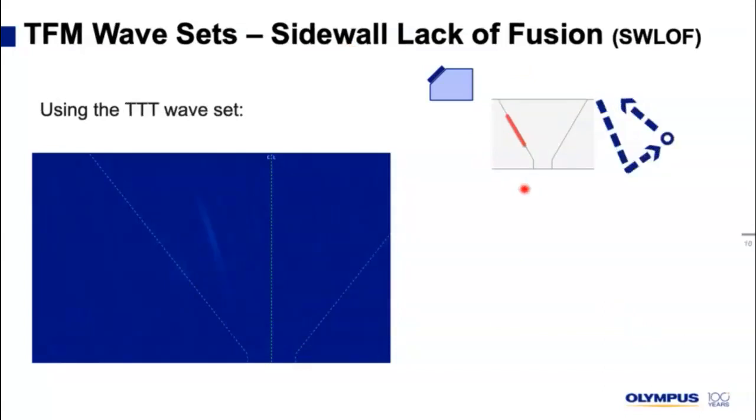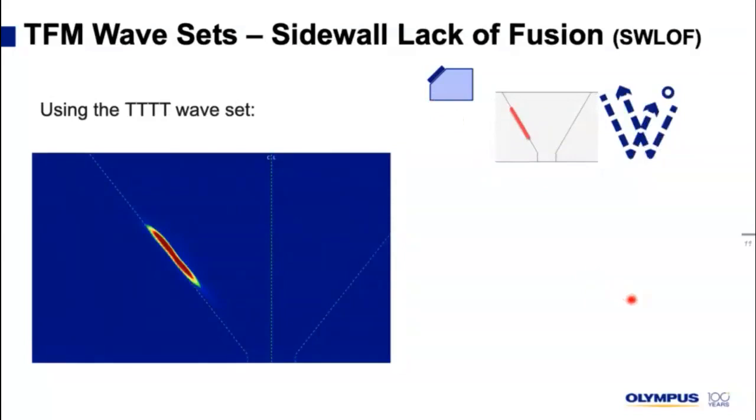Now in TTT, what we're doing is sending the sound. This is an indirect or self-tandem wave set, so we're sending the sound to the back wall, it's coming to the reflector and then going back into the probe. But again, because we are on the same side, the reflectivity or the perpendicularity is not optimal. And so I'm really not detecting anything here again, even if it is a self-tandem mode.